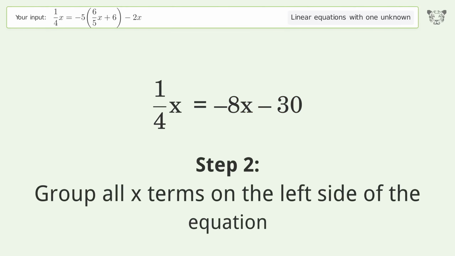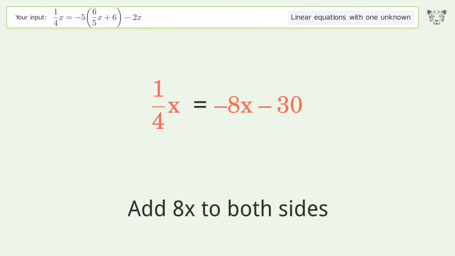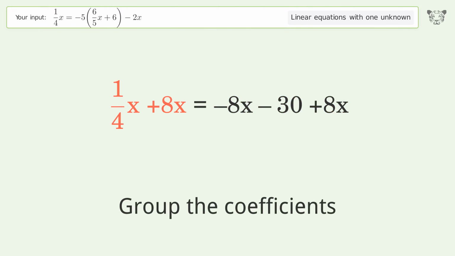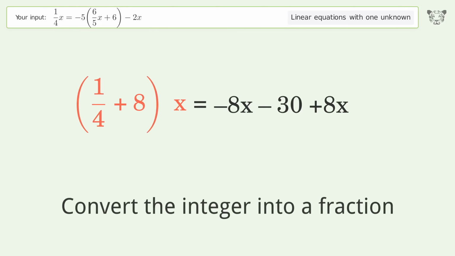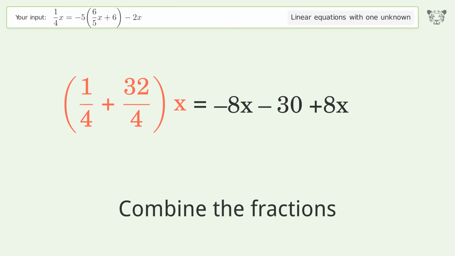Group all x terms on the left side of the equation. Add 8x to both sides. Group the coefficients. Convert the integer into a fraction. Combine the fractions.